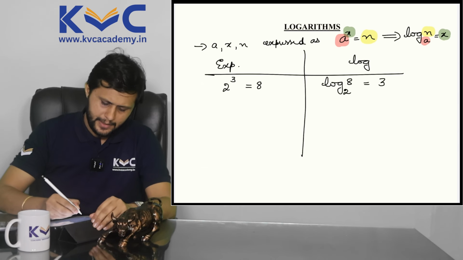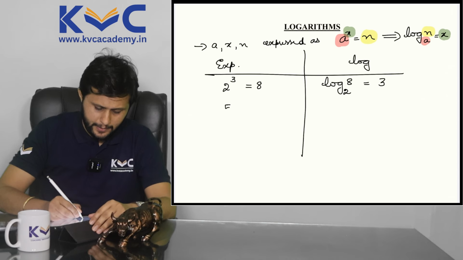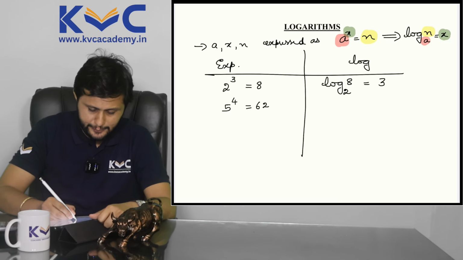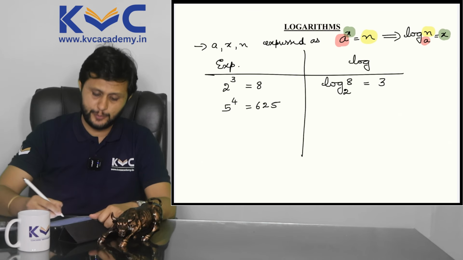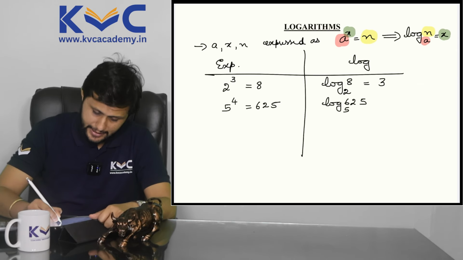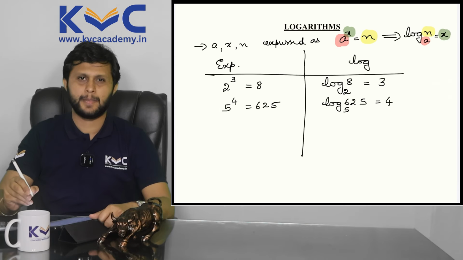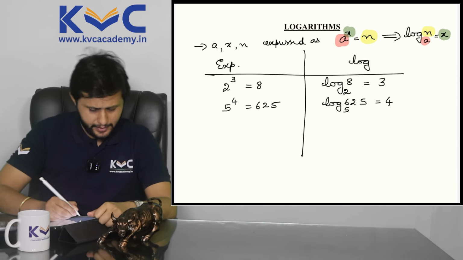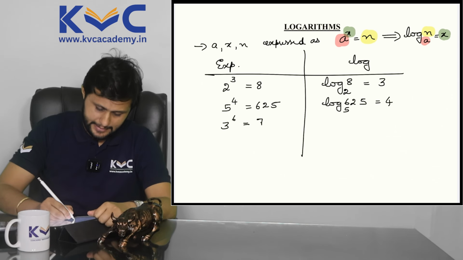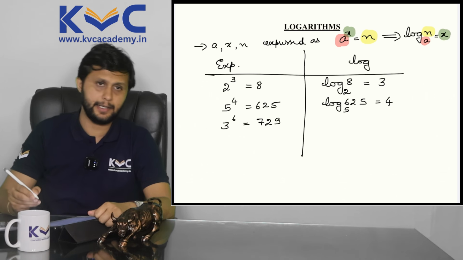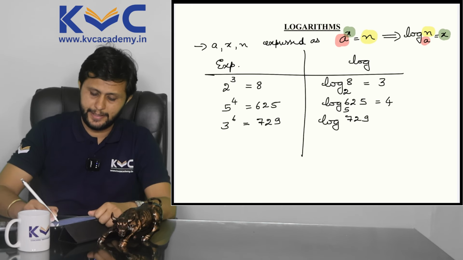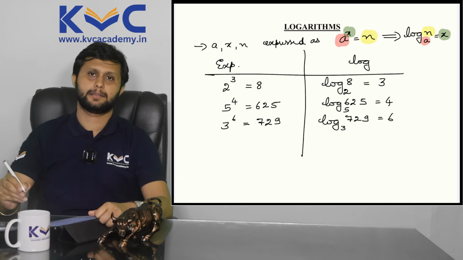Take one more example. Let's take 5 to the power 4. How much is 5 to the power 4? 5 square is 25. 25 square is 625. Now if I have to write it in logarithm form, logarithm of 625 to the base 5 is equal to 4. One last example. We will take 3 to the power 6. How much is 3 to the power 6? 729. Correct? So we can write this as logarithm of 729 to the base 3 is equal to 6.